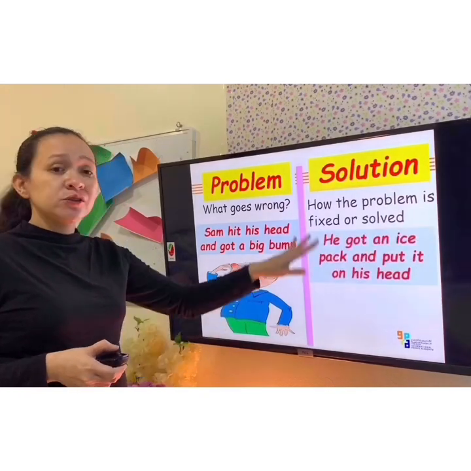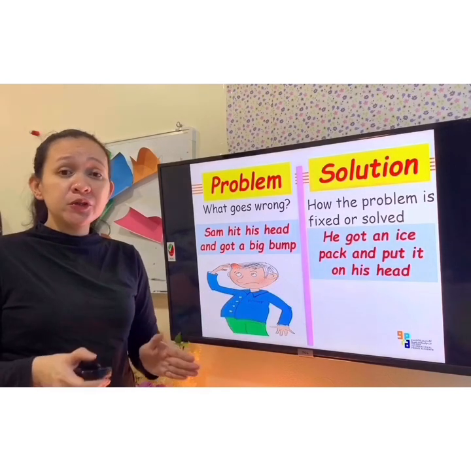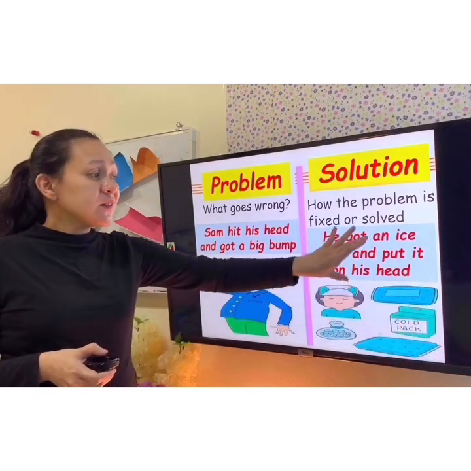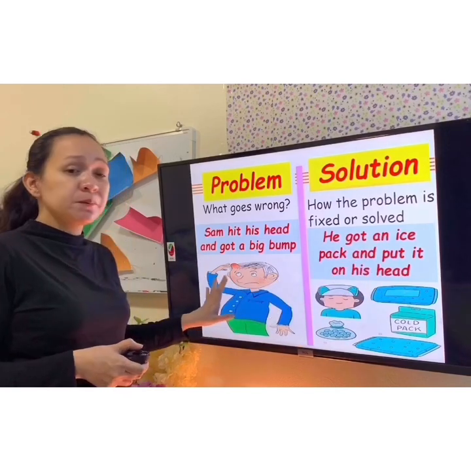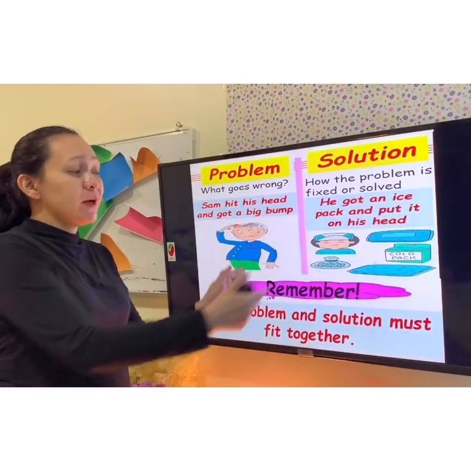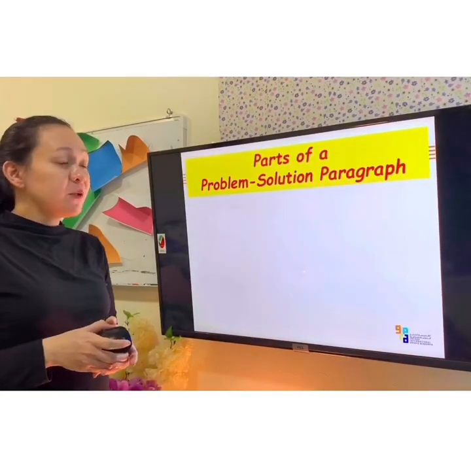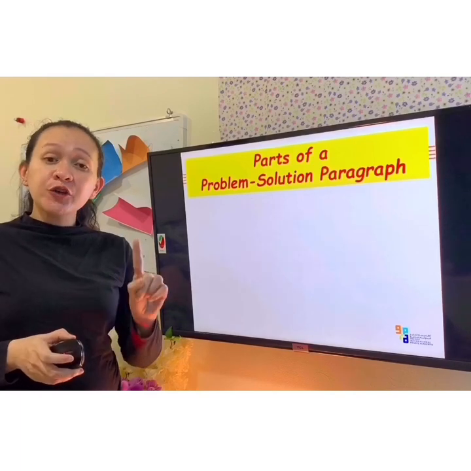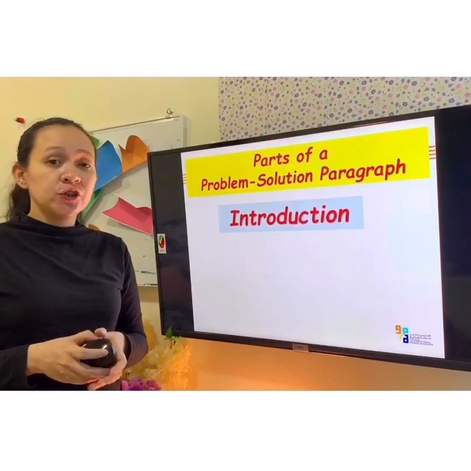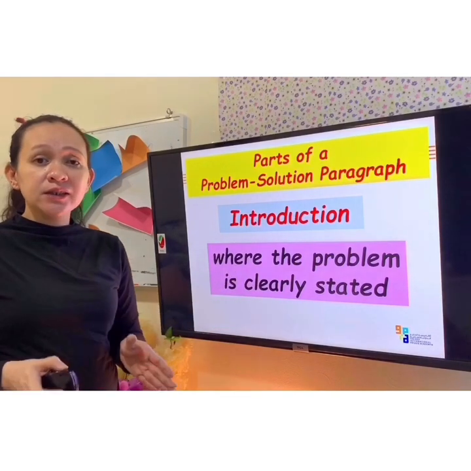Here is our solution to this problem. He got an ice pack and put it on his head. Again, this is our solution to this problem. Remember, the problem and solution must fit together. Now let's move to the parts of a problem solution paragraph. The first part is introduction. When you say introduction, it is where the problem is clearly stated.